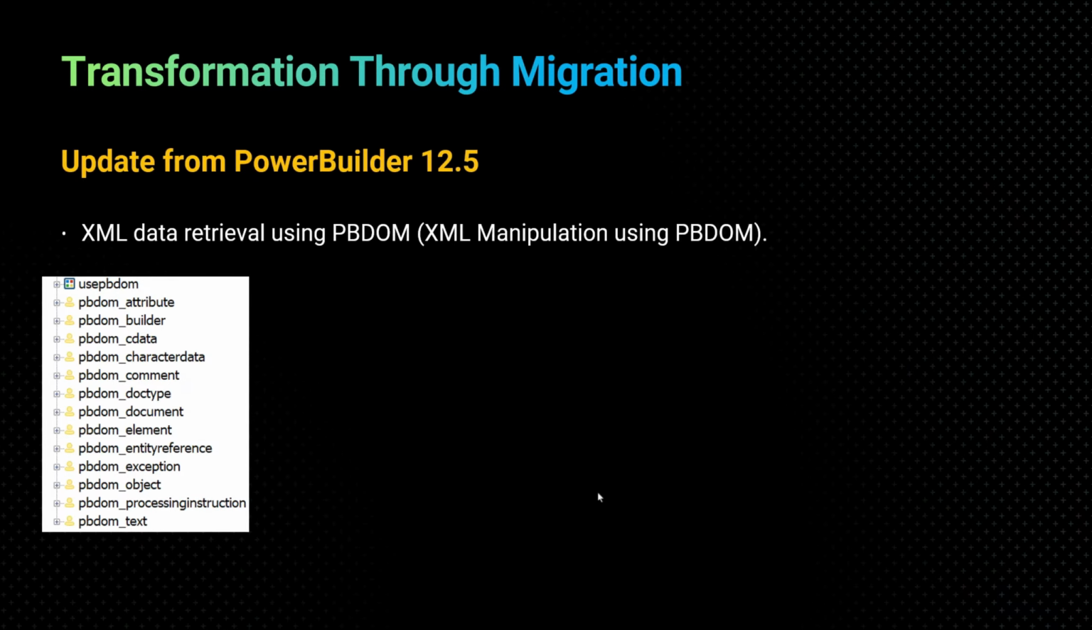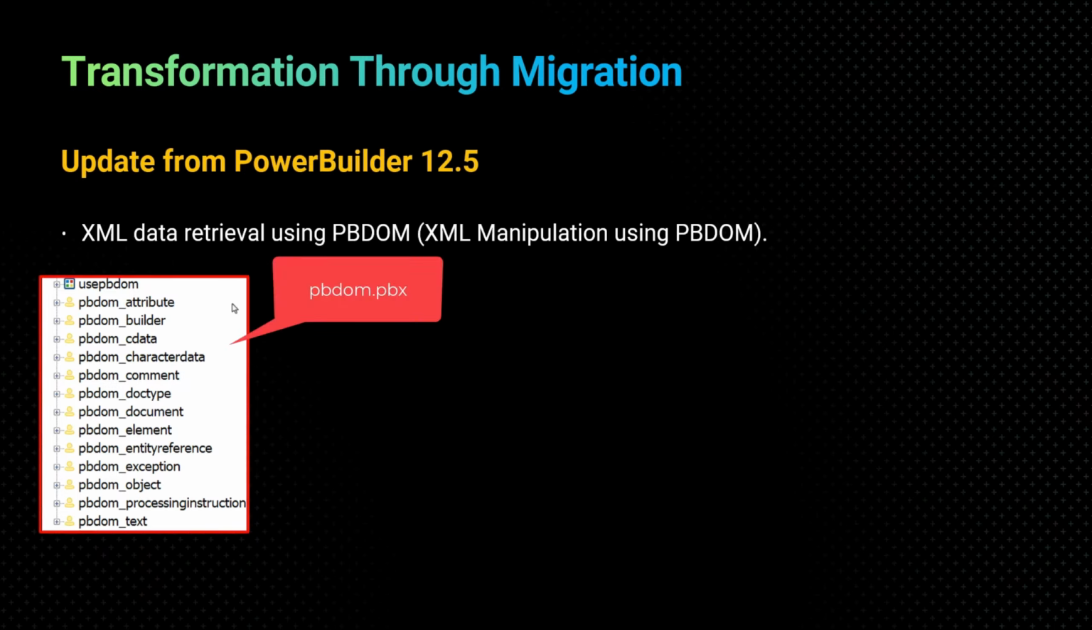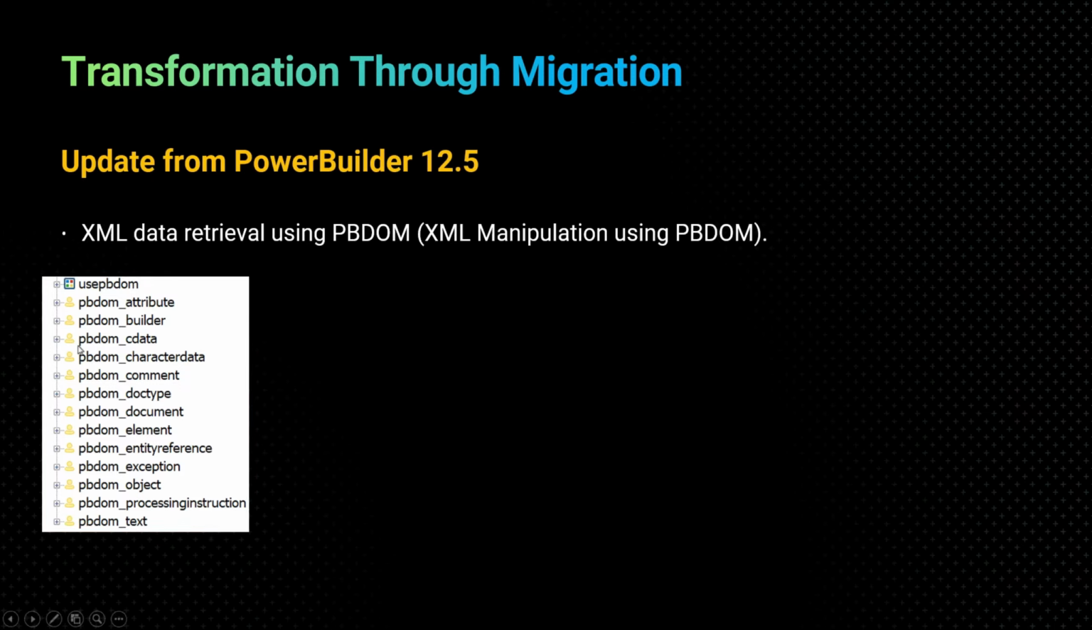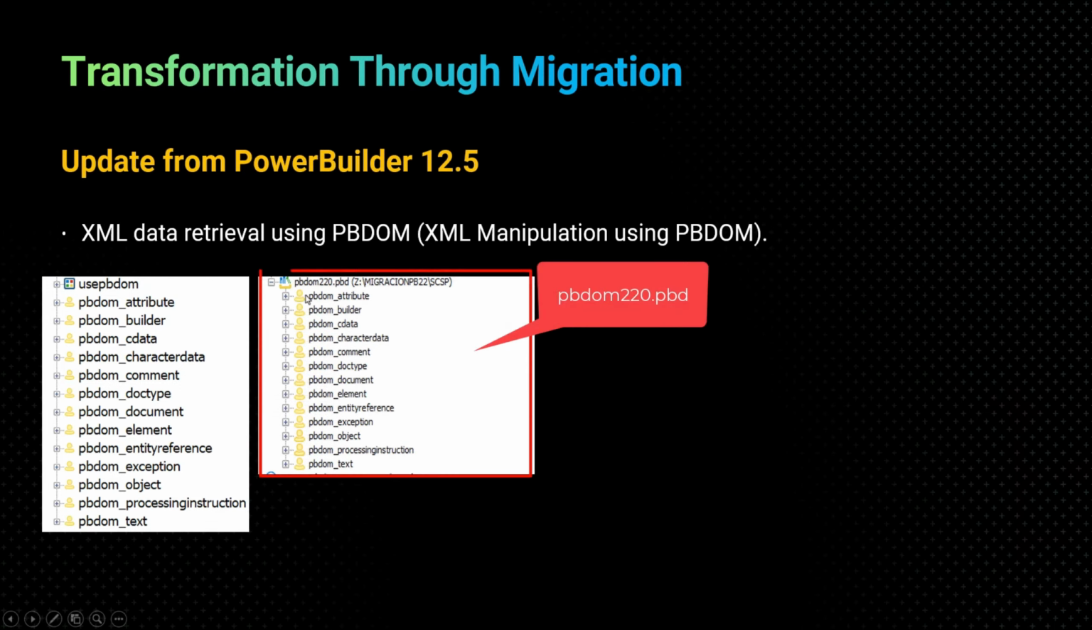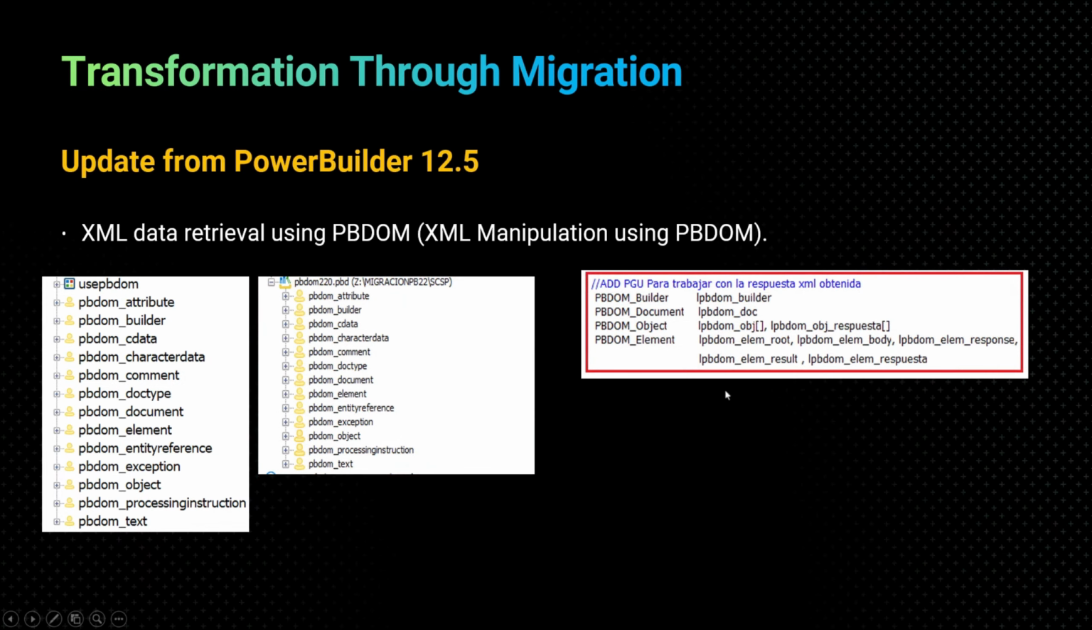Now regarding XML data retrieval using the PBDOM object, we can manipulate the XML data that we receive after calling the HTTP client object. We can do that in two ways. The first one is to add the PBX file, or we can also use the PBDOM PBD. In addition, we can declare all the elements that we are going to use in order to manage that data.